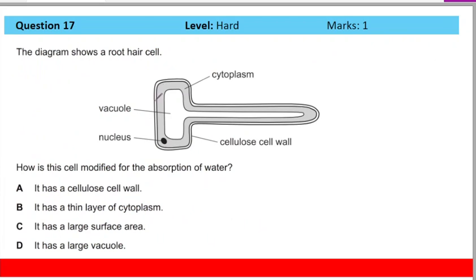Question number 17. The diagram shows a root hair cell. How is this cell modified for absorption of water? It has a cellulose cell wall. It has a thin layer of cytoplasm. It has a large surface area. Yes, because this is one of the adaptive features of the root hair cell: it has a large surface area for absorbing water. So C is the correct option.